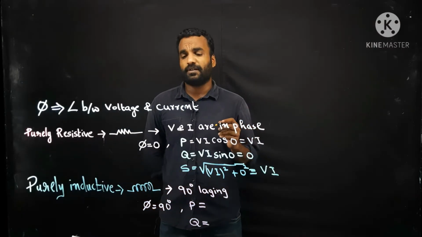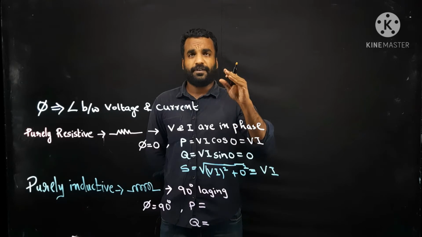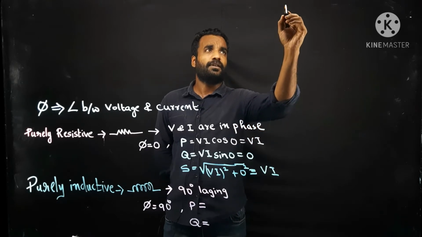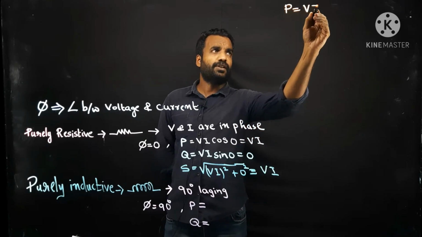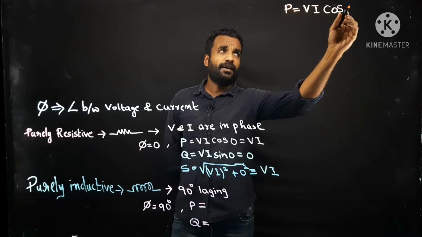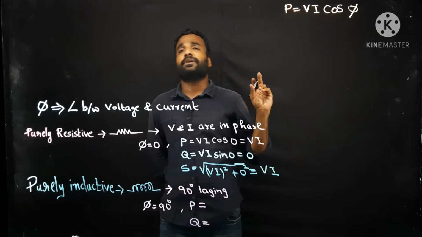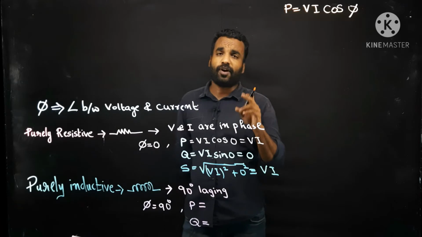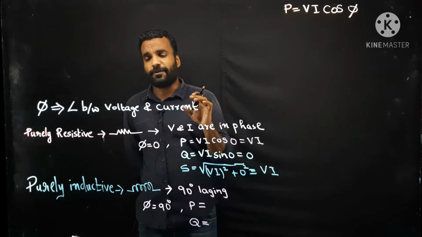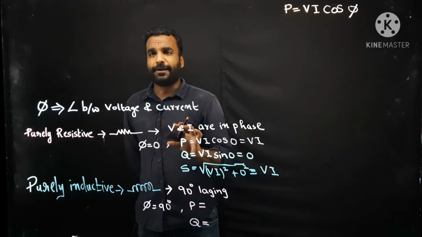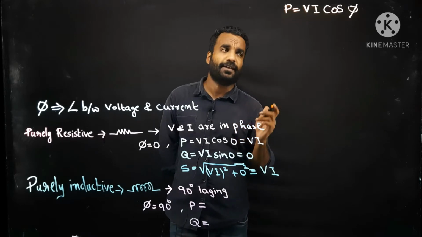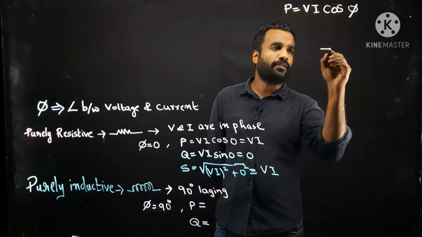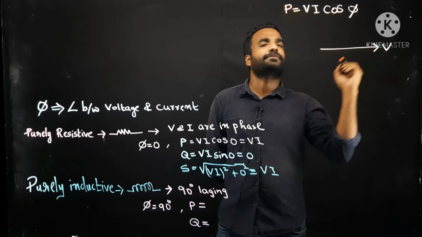Okay, now we are looking into that phi. In the power equation, if it is P, that is VI cos phi, and if it is Q, that is VI sin phi. Anyhow, phi is important. What is this phi? Phi is the angle between voltage and current. Suppose we are taking voltage as a reference.